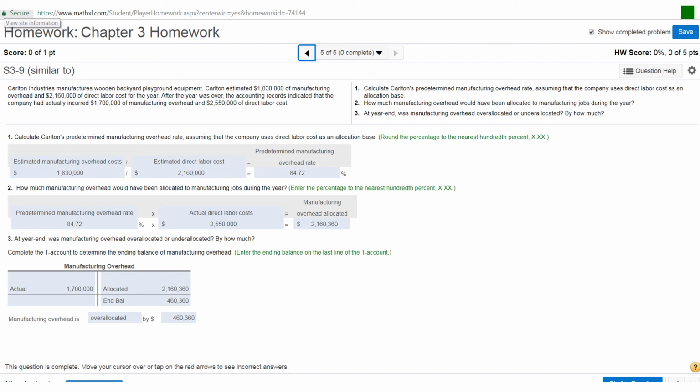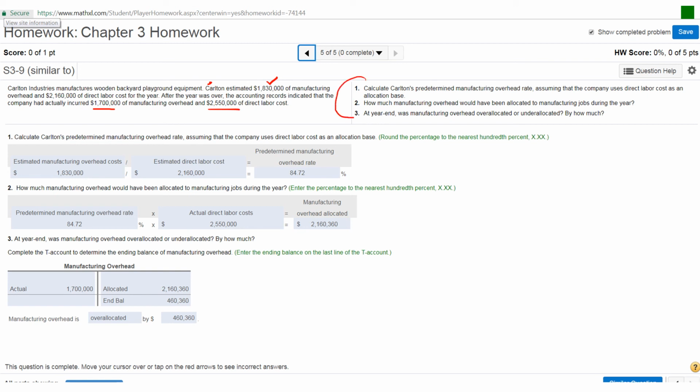Okay, this is chapter 3, homework question number 5. It says Carlton Industries makes wooden backyard playground equipment. At the start, they give you all their estimates, so you have 1,830,000 of your estimated manufacturing overhead and 2,160,000 of your estimated direct labor costs for the year. And the next sentence says, after the year was over, they had indicated in the accounting records that this is what happened. The actual overhead was 1,007,000 and the actual direct labor cost was 2,550,000.